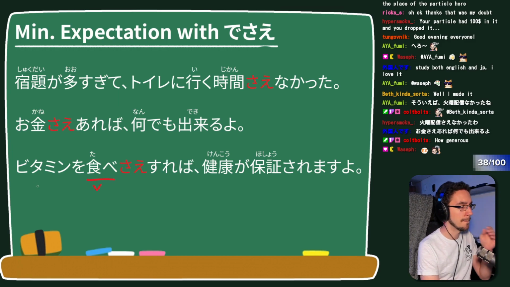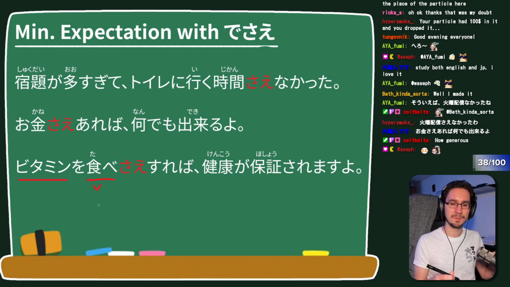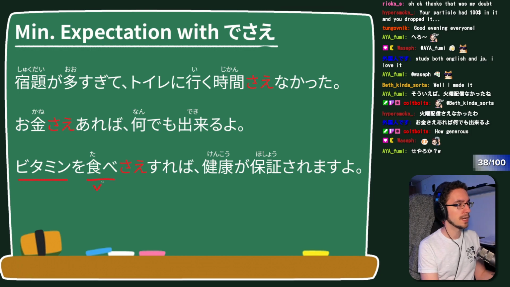I don't know. Even though, I guess vitamins, if I'm not mistaken, are usually like supplements and not just the vitamins. But you can also get them from fruit and stuff. So you're good, okay? ビタミンを食べさえすれば.